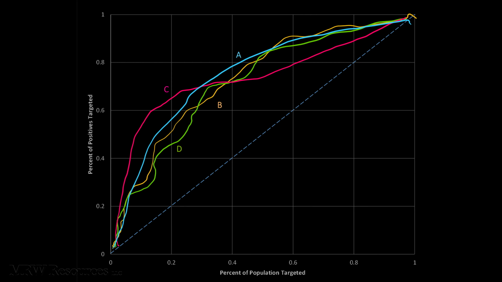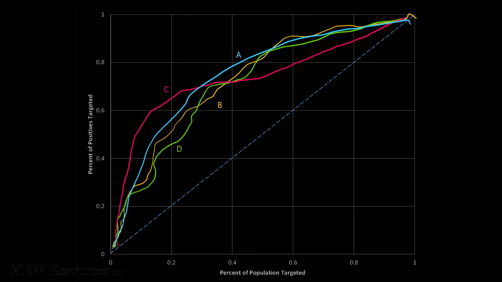So as an example, if we target 20% of the population, Model C yields about 65% of our positive cases for a lift of 3.25, which we calculate as 0.65 divided by 0.2. Model D yields 45%, giving us a lift of 2.25.